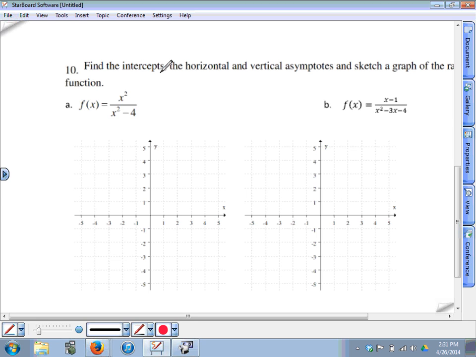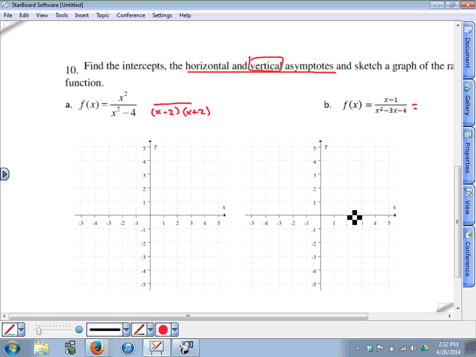In the directions here, it says intercepts, horizontal and vertical asymptotes, and then sketch the graph. So within the question, the steps you need to do are embedded. I'm actually going to do this first, the horizontal and vertical asymptotes, specifically vertical asymptotes first. Those come from the factored form of each of these denominators. So on part A, the denominator would be x minus 2, x plus 2.